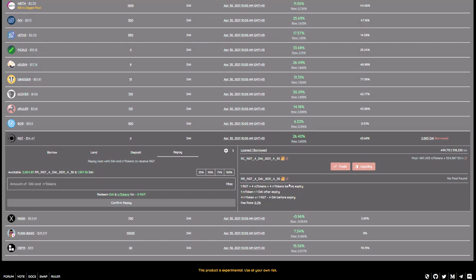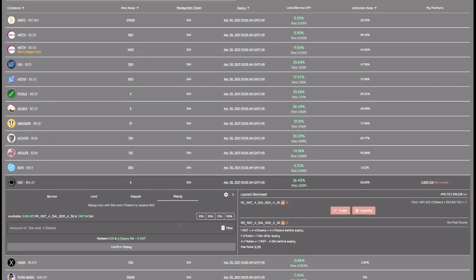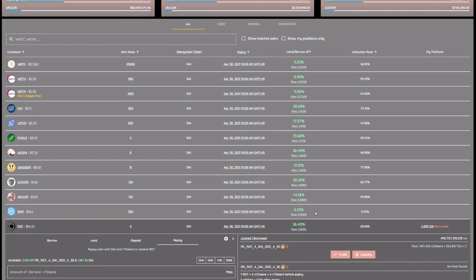In the next video, we'll actually repay the loan, and we'll become a lender, and then show you how to finally use the deposit function to become a liquidity provider and jump into the farms.